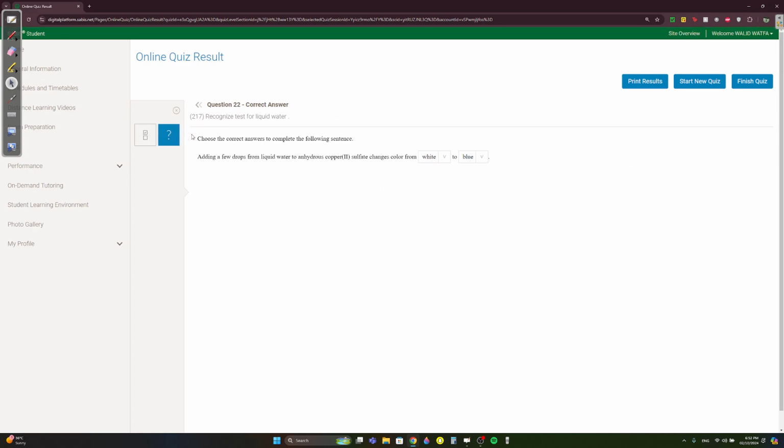Adding a few drops of liquid water to anhydrous copper. This came. They said we added water. This is also the compound they gave. They said anhydrous copper sulfate. And I had no idea what I was doing. This one I also got wrong in the written.